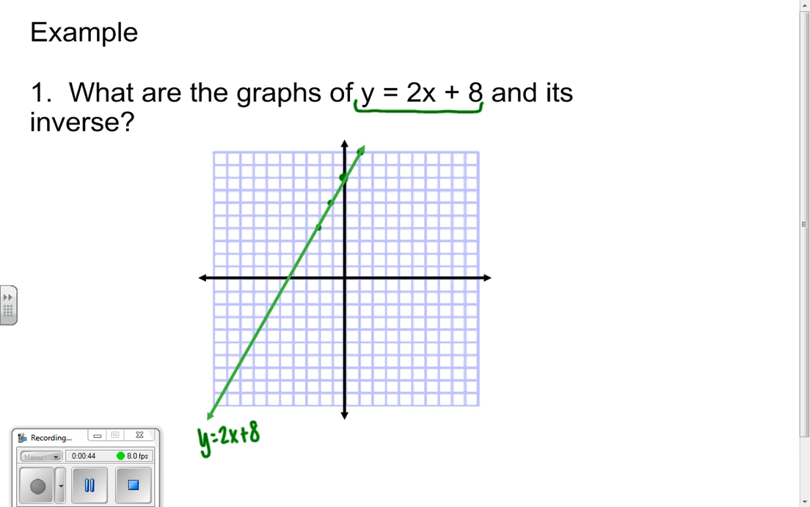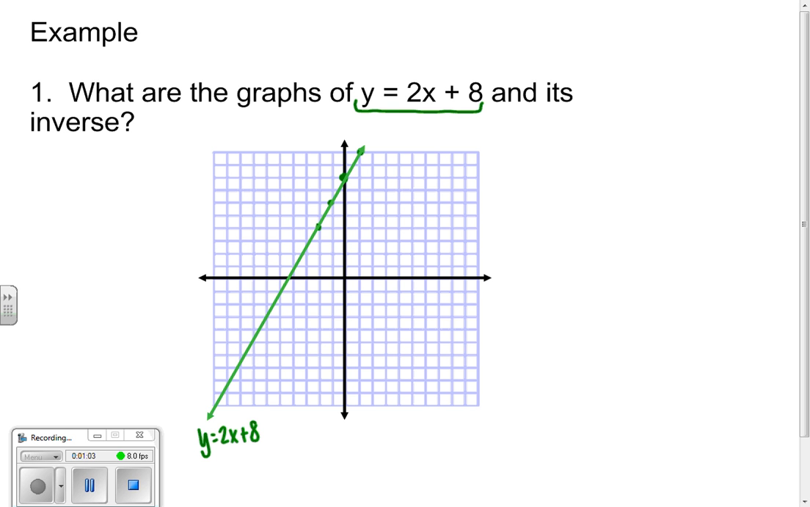So the first option is to graph the original and then flip the ordered pairs, and the second one is to actually take its graph, find an equation, an inverse equation, and then graph it that way. So I'm actually going to probably do a little bit of both. For this one, I'm going to list its ordered pairs and flip them.